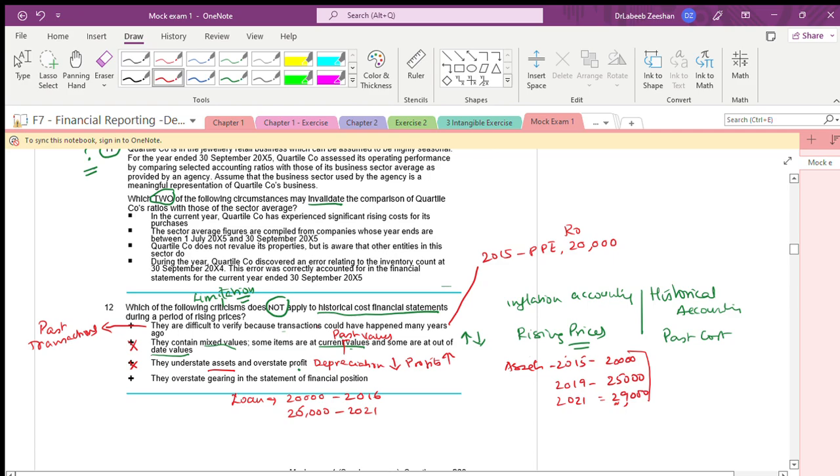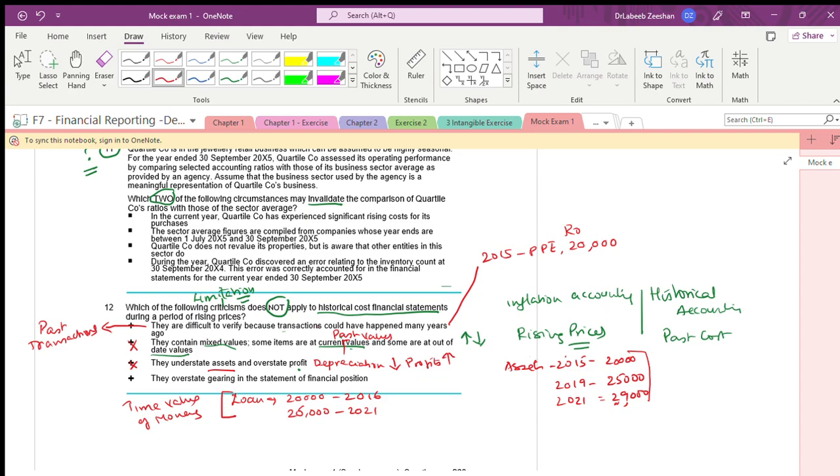What will happen? The concept is we have to take into consideration the time value of money. But are we taking the time value of money? No, we are not taking the time value of money. When it doesn't take into account the time value of money, it doesn't apply to historical cost accounting also. A little bit of a thinking question.